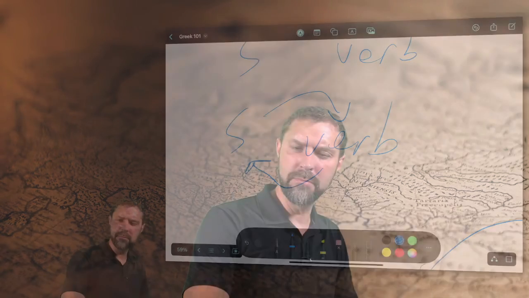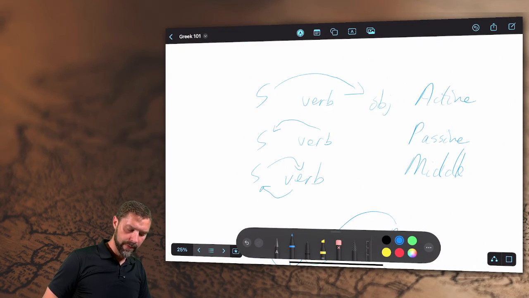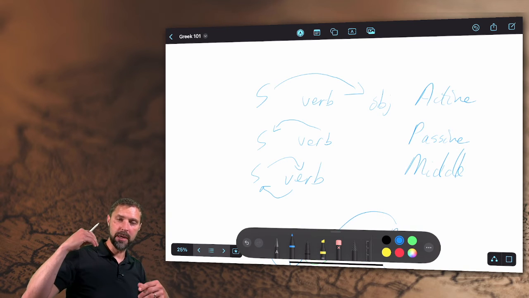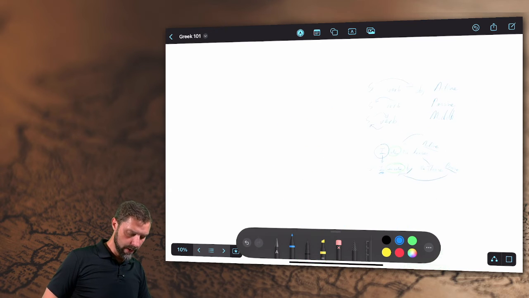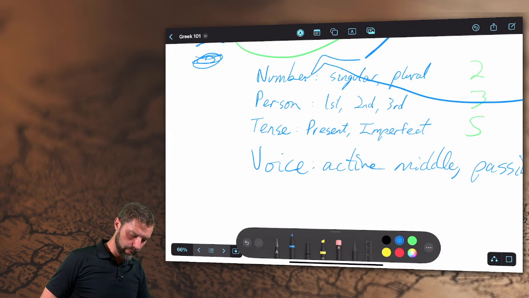There's more discussion to be had about the middle and how strongly the middle is coming through. But this basic idea is there, that the middle stands somewhat between the active and the passive, instead of it acting upon the object or it happening to the subject. The middle is kind of this reciprocal. Okay, that was voice. And then the last one I need to talk with you about is called mood.